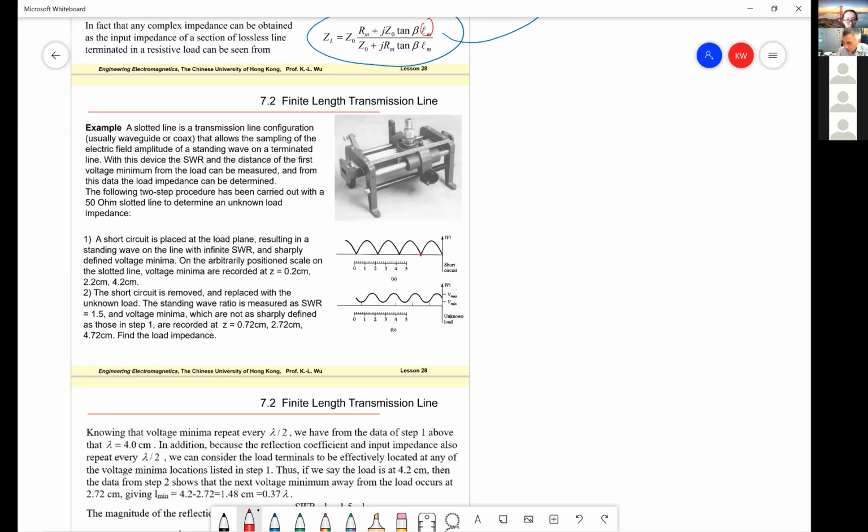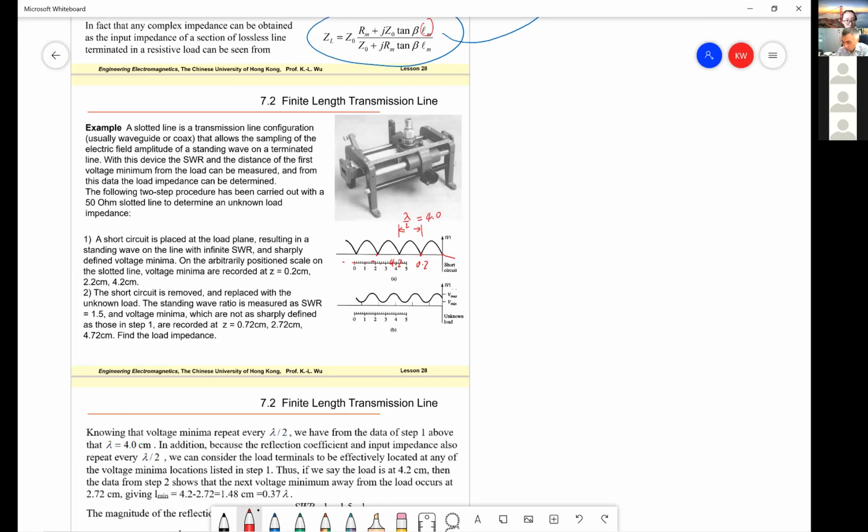So if you have this point, I don't know, say this point is 0.2. This is 0.42, okay, and so on. So I can easily find this distance equal to 0.4. This is 0.2, this is 4.2, and so on. So this is a half wavelength, which is 4. Half wavelength is 4.